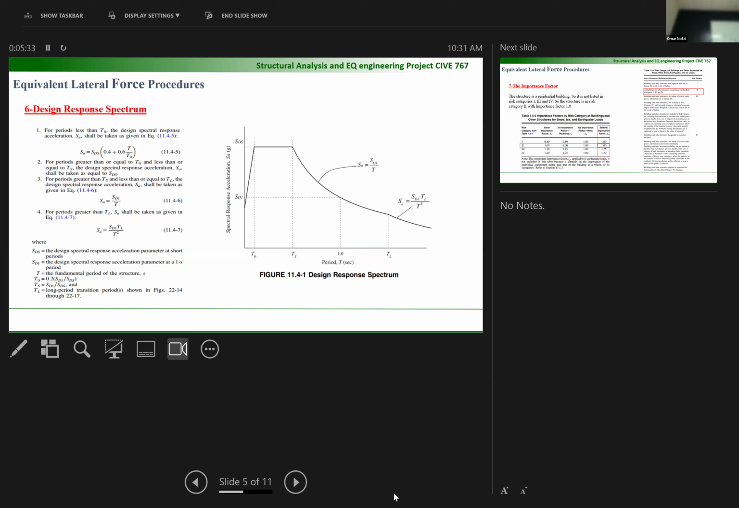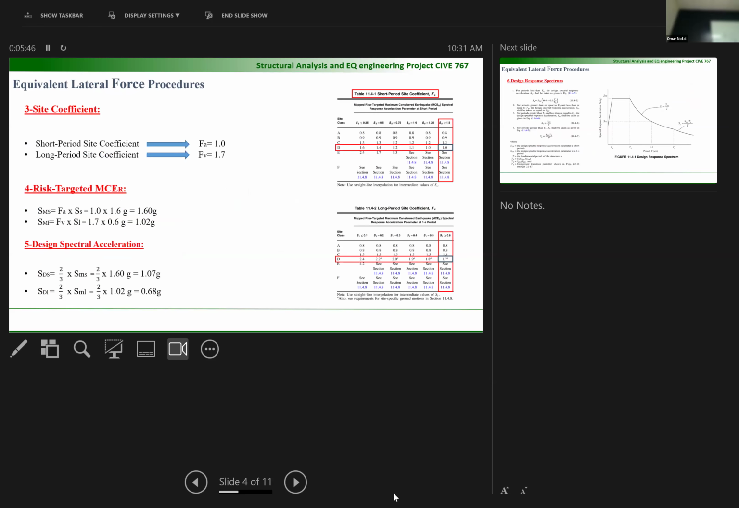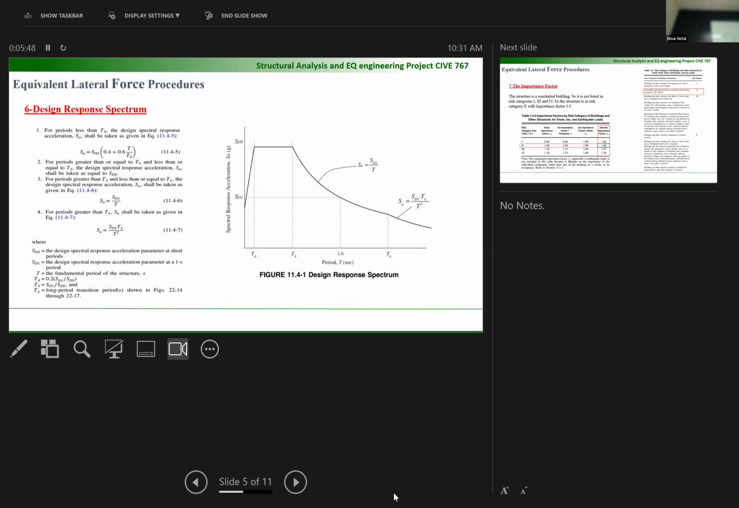So the codes give you the equations to calculate each one of these curves. Like they tell you from 0 to T0, you are gonna use this equation. It's a function in SDS, which we got from here. And you multiply this by a bunch of numbers. And for part number 2, it's gonna be equal to the S design, it's constant. And then part number 3 is gonna be SD1 over the period of the structure. And this is gonna be a different one. So the code gives us all the equations.